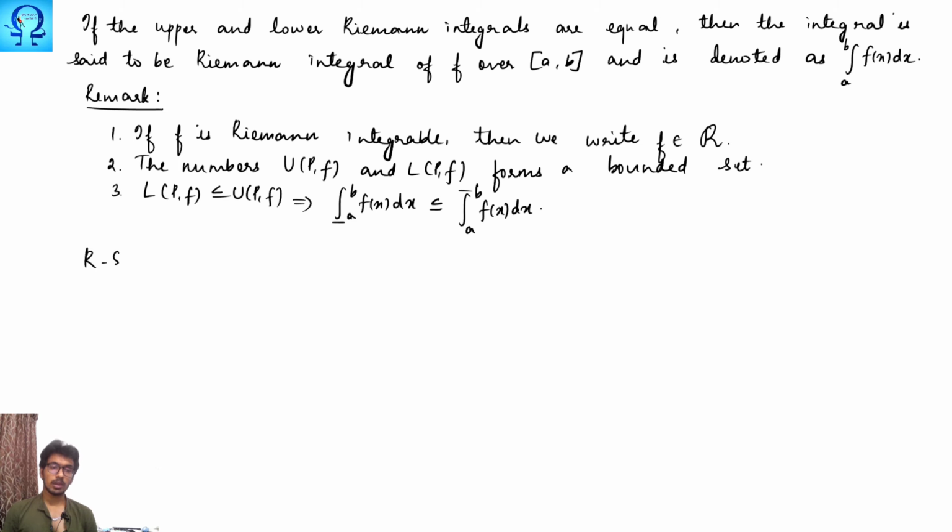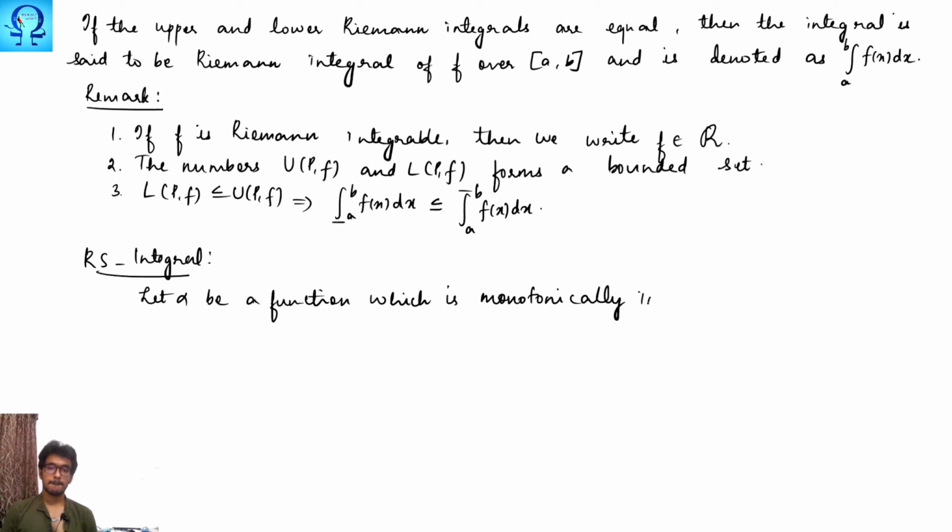Now we are going to the Riemann-Stieltjes integral, sometimes abbreviated as RS integral. In order to define the RS integral, what we need is a monotonically increasing function. So let alpha be a function which is monotonically increasing on the interval [a, b].